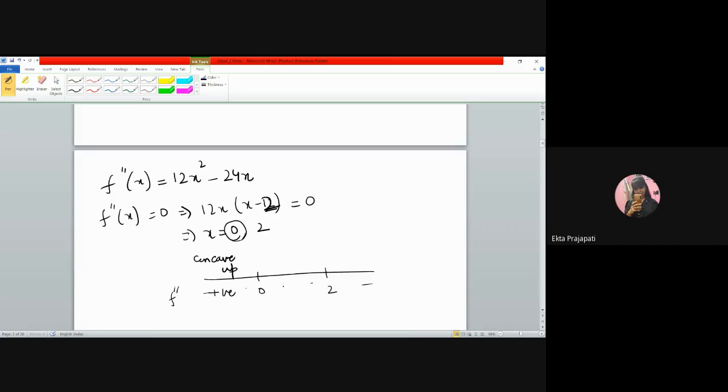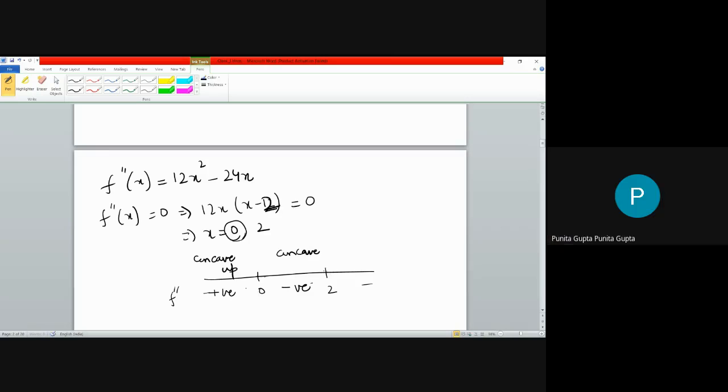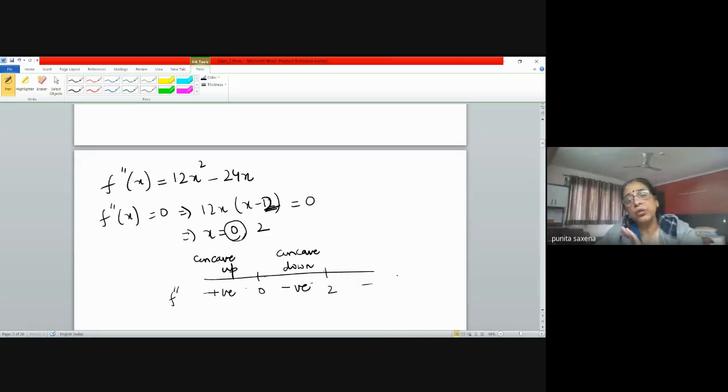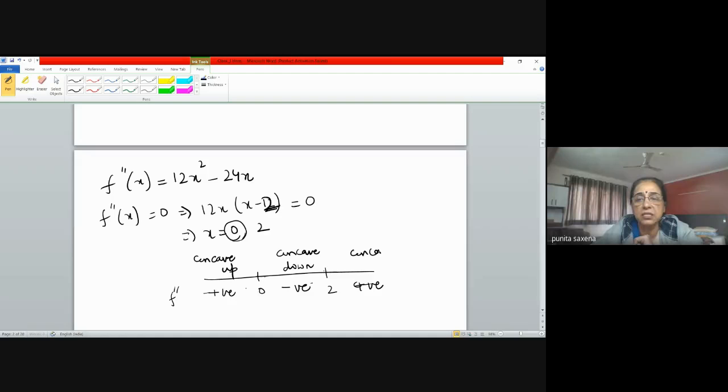Negative. Sure? Pakka? Yes, ma'am. So that means from 0 to 2, my curve is concave down. ठीक है? What about 2 to infinity? Positive. Again positive. Concave up. That means it's concave up.